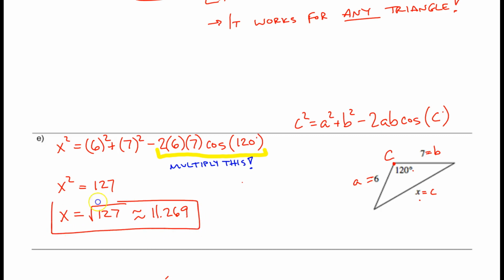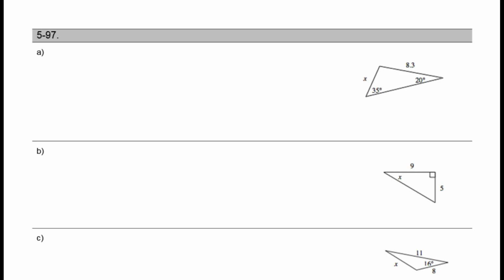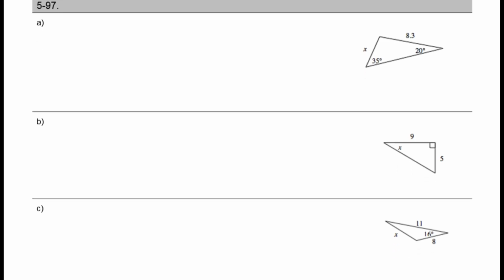Congratulations, folks. You have now learned a new triangle tool, the law of cosines. Let's see if you can use this plus the previous tools we've learned to apply and solve triangles on the back side of the notes. So question 5-97, we've got 3 different triangles here. I'm going to go ahead and solve each of these, but what I want you to do is press pause and try to do them on your own first.